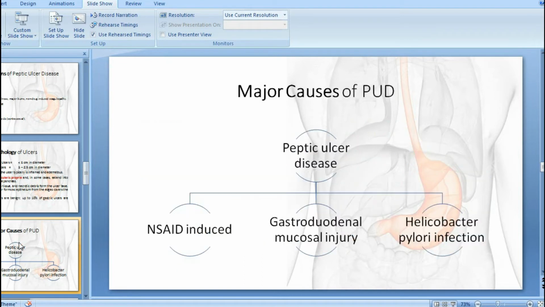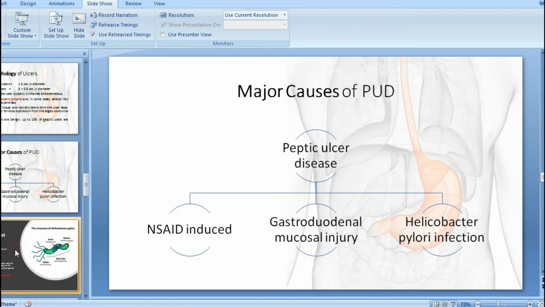Okay, let's come towards its major causes. Major causes of peptic ulcer disease are as follows. Number 1, NSAID induced. Number 2, gastroduodenal mucosal injury. And number 3, Helicobacter pylori infection. Helicobacter is basically a bacterium.